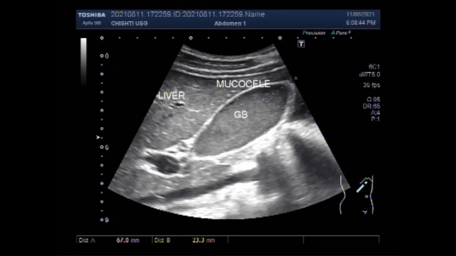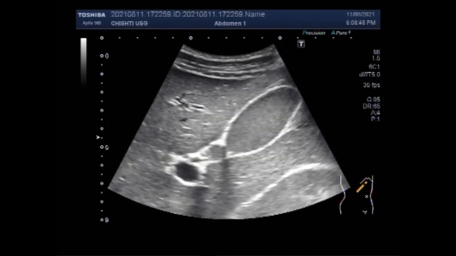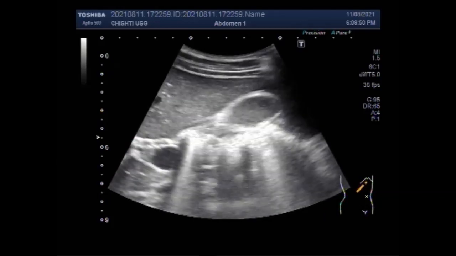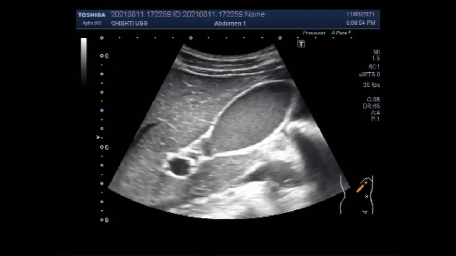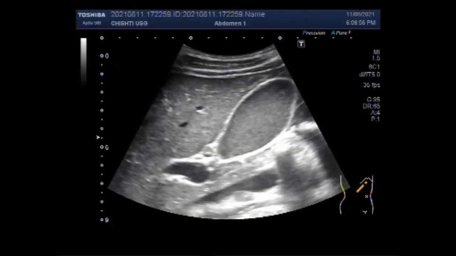Again, in this case, you can see the gallbladder having a large amount of thick sludge, debris, and the gallbladder is distended.